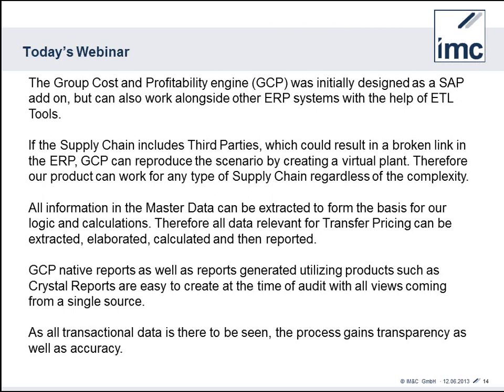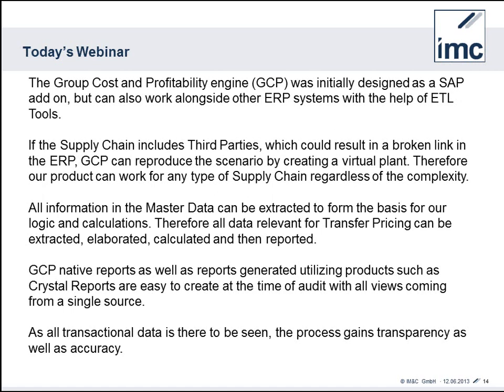If the supply chain includes third parties, for example, when I talk about broken links, it does happen that in your transfer pricing value chain you use a third party, a subcontractor, who somehow figures in your value chain. You can have broken links because they are not necessarily on your system. So GCP can also reproduce these types of scenarios.